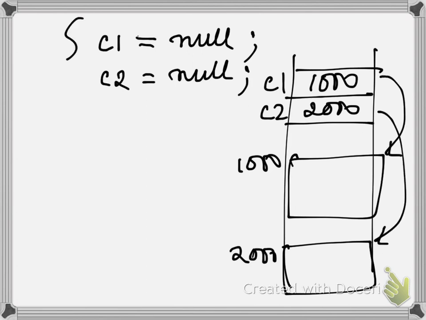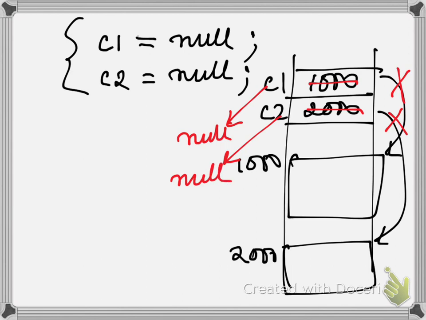Now what we have done is we have assigned null to C1 and C2. So as a result, what happens? Both these references are lost. C1 no longer refers to 1000, C2 no longer refers to 2000. So both are null. C1 will be pointing to null and C2 will be pointing to null. If you can relate to your C programming, then you will find that reference variables are nothing but your pointers. They behave exactly in the same way as your pointers would behave.